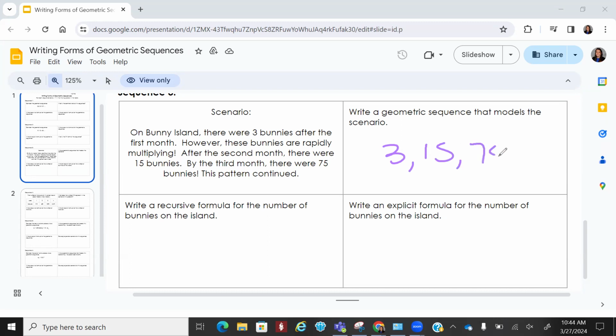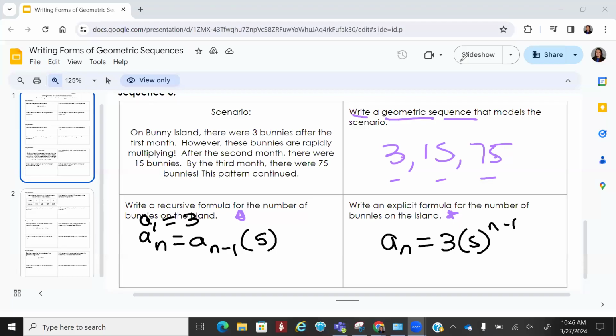When I ask you to write a geometric sequence, this is what I'm asking for. If I say write the first 4 terms, this is the first 3, and then you would write the 4th one. All right, take a moment, write the recursive and the explicit. This is what I got.